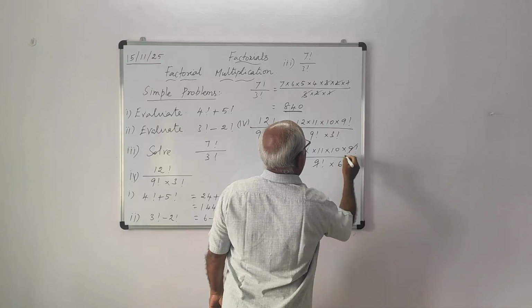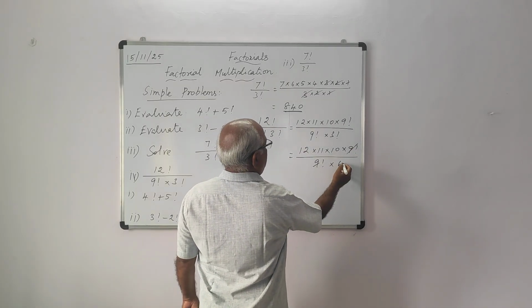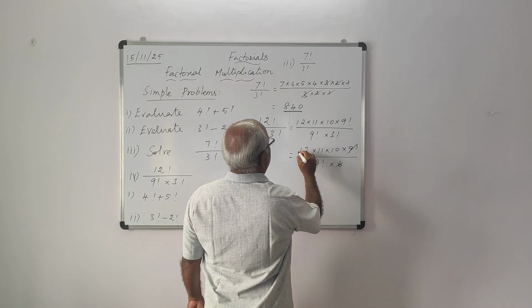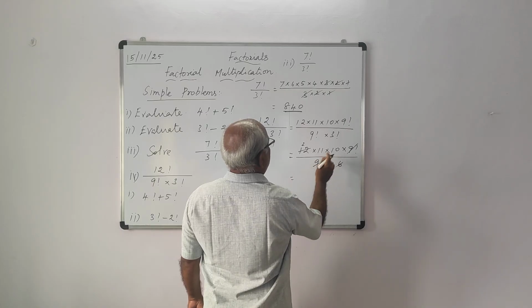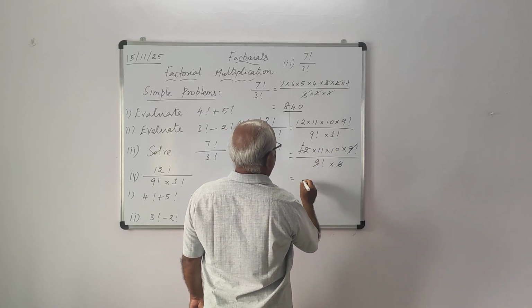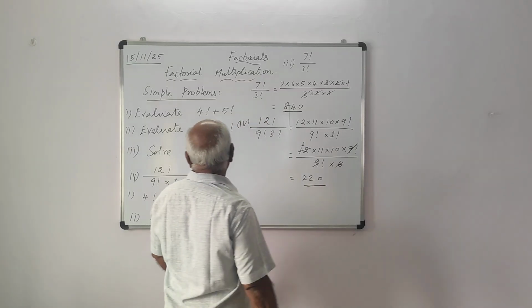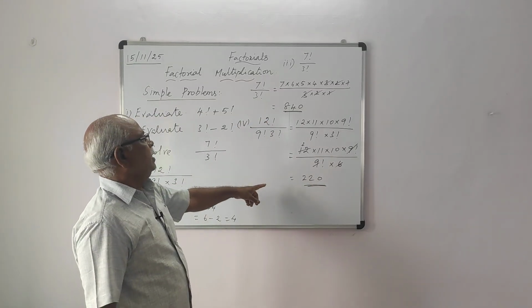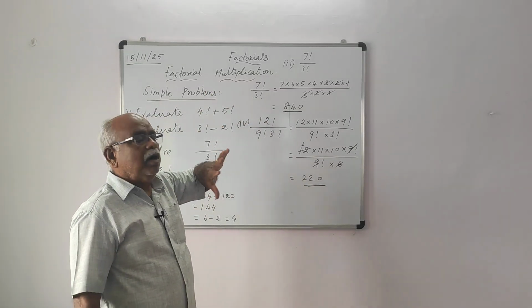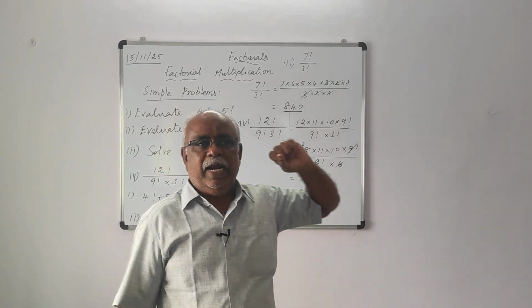So 9 factorial cancels in both numerator and denominator. 6 twos are 12, so 12 by 6 is 2. What is that? 20 into 11, which is 220. So the answer for this fourth problem is 220. Like that, simple problems are solved by using the factorial idea.